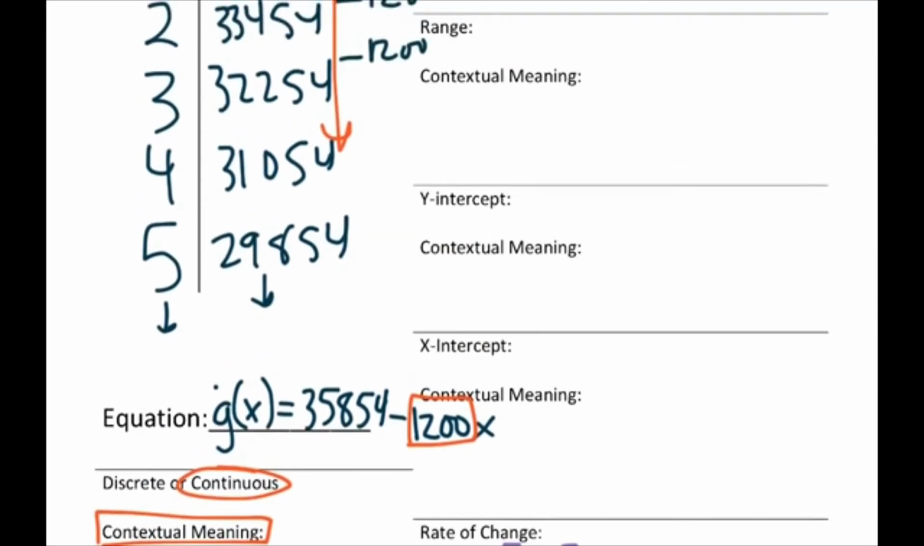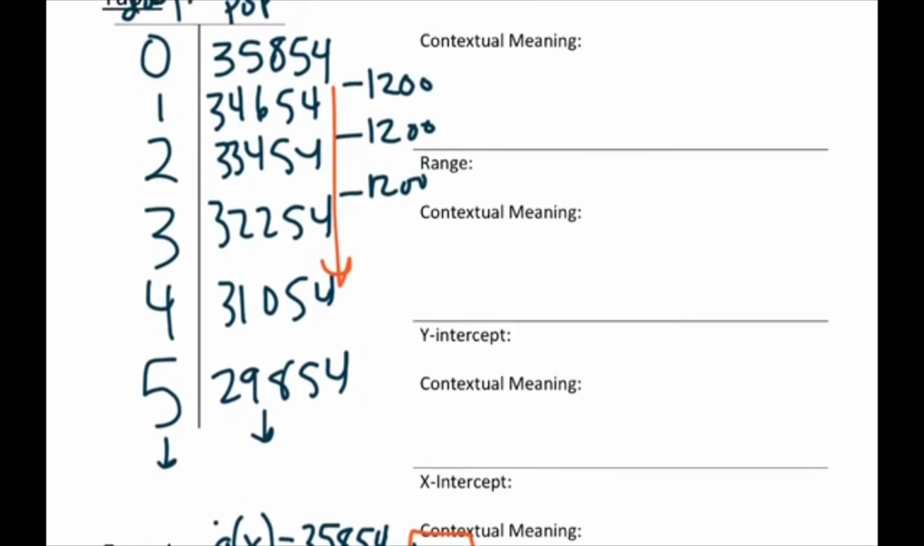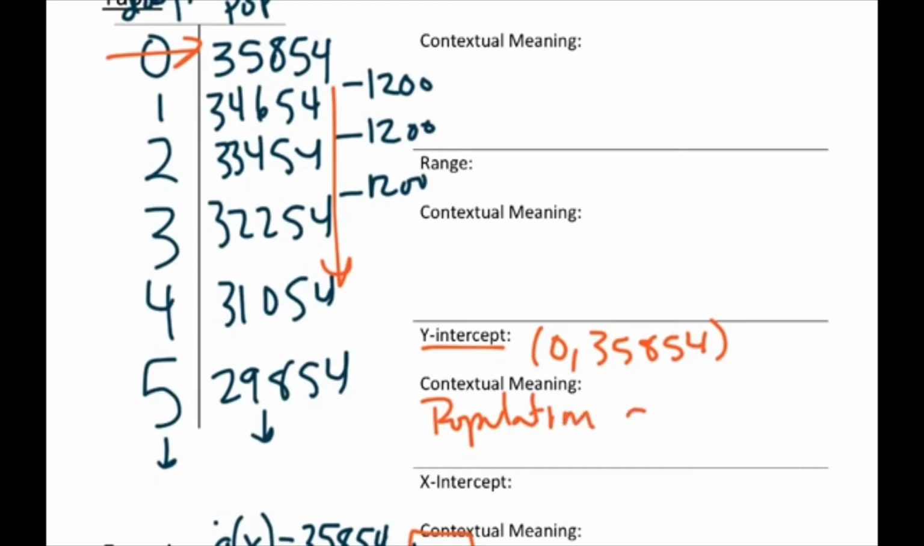Alright, so the other one we could do is a y-intercept, okay? Because that's where we start, right? So our y-intercept is 0, 35,854. So what does that mean? That's our population at the start of people, not of zombies. Okay.